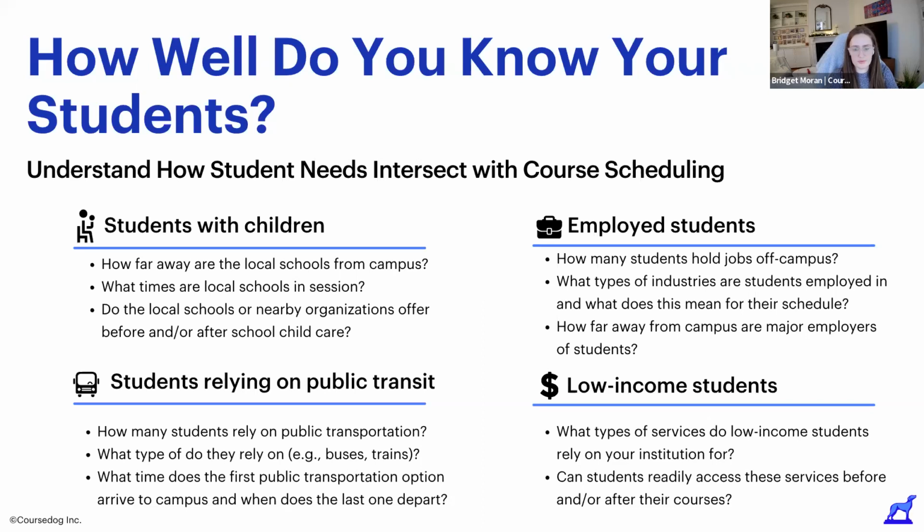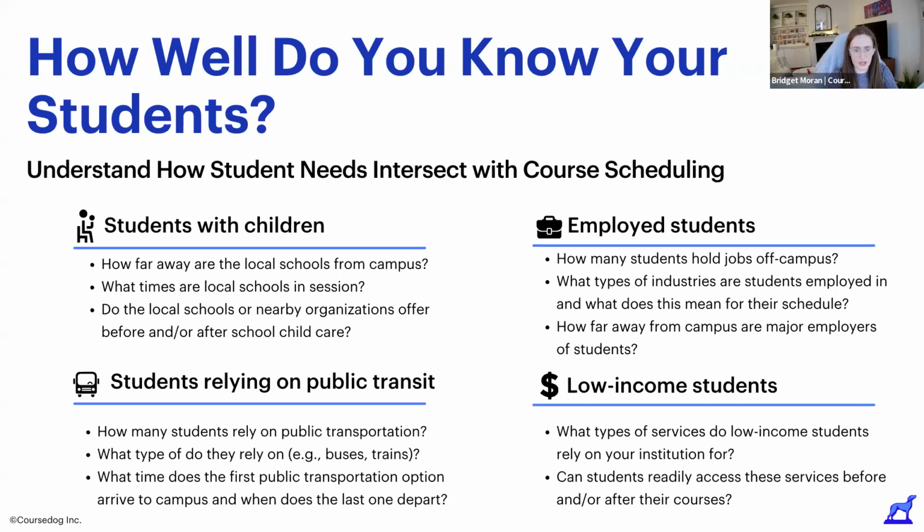For example, I was recently talking with one community college administrator, and she was telling me that many of their students have children that go to local schools. And in order to accommodate this large population of students, they're actually introducing scheduling bands that allow students to take all the classes they need between 10 a.m. and 2 p.m. After their classes finish up at 2 p.m., they'll then have enough time to pick up their kids from school.